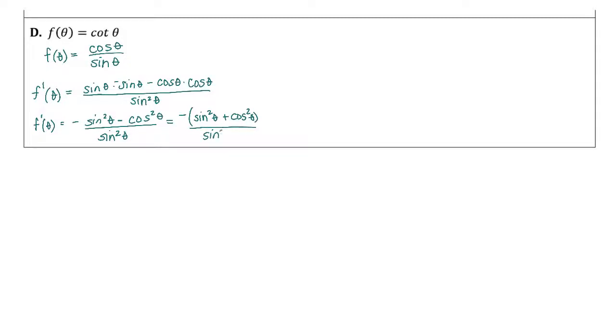And the reason why we do that is so that this entire identity now will be canceled out. It has a value of 1. So now we have negative 1 over sine squared, and 1 over sine squared is going to be cosecant squared theta. So over here, the derivative of cotangent, f prime of theta, is going to be negative cosecant squared theta.